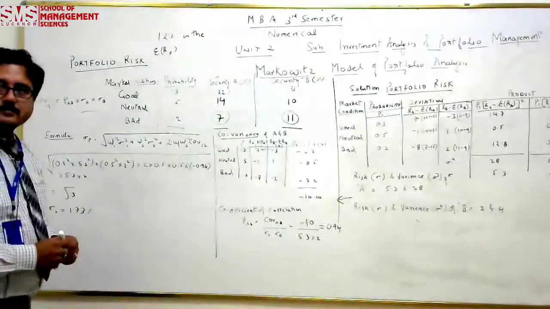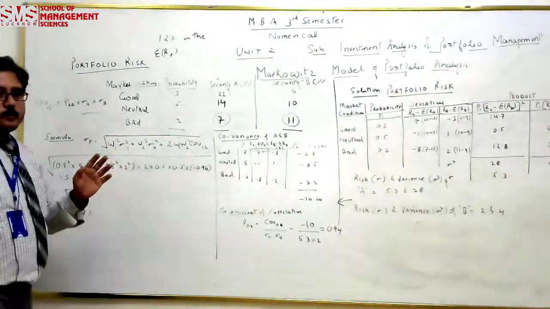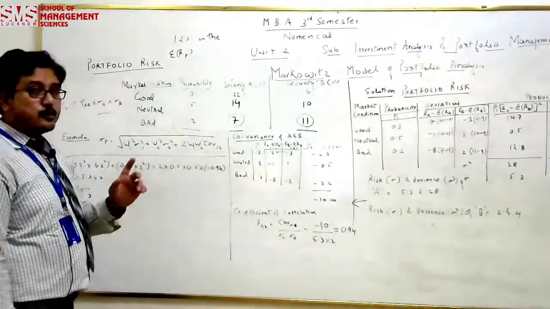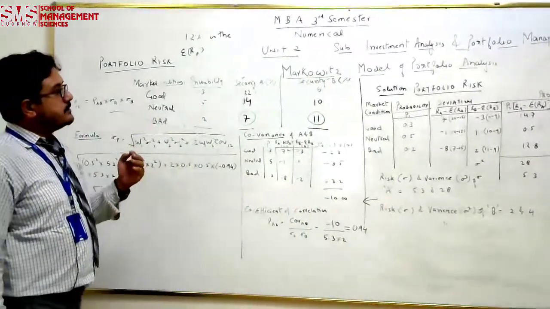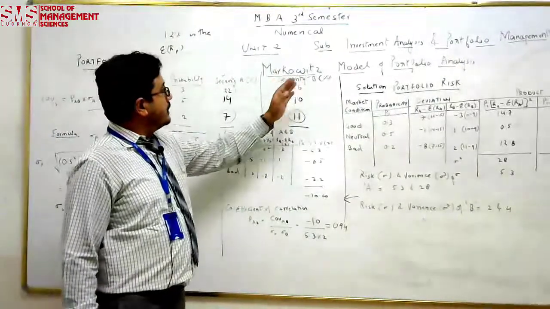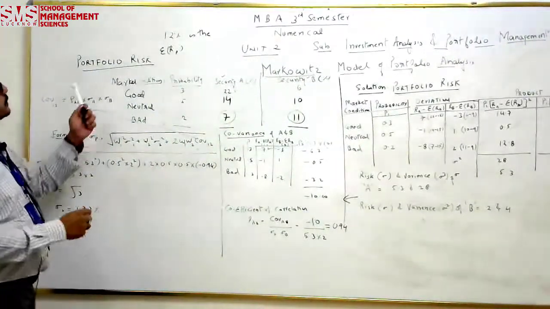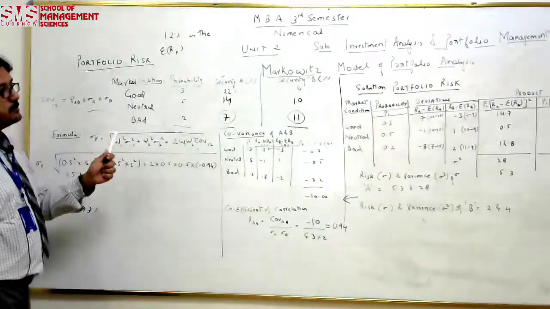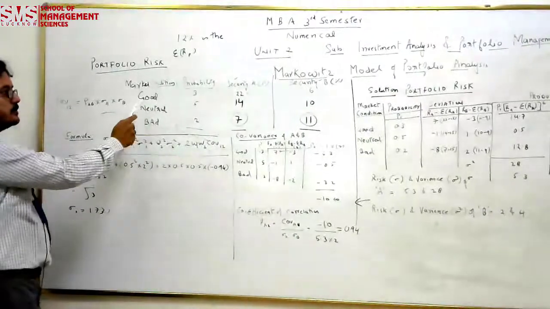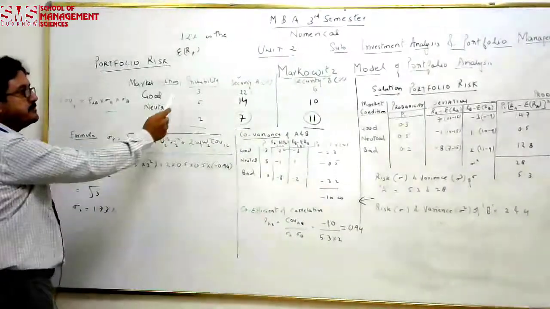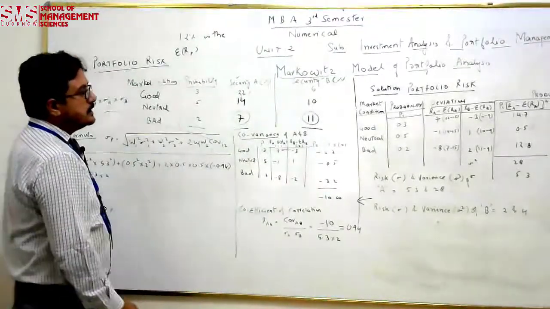Thank you. Welcome friends. Now, after calculation of portfolio return, we have to find out the portfolio risk. So portfolio risk is calculated with the help of the micro-risk model, and with the same example, the same question, I am going to show you how we can find out the portfolio risk. Here the market conditions are the same: good, neutral, bad, with the probabilities of 0.3, 0.5, 0.2.